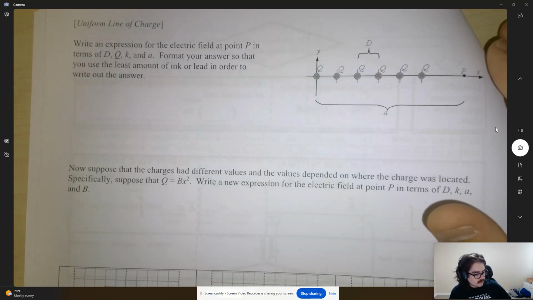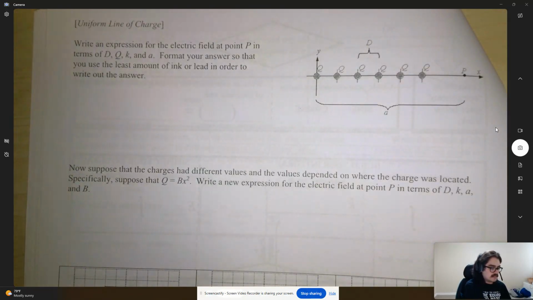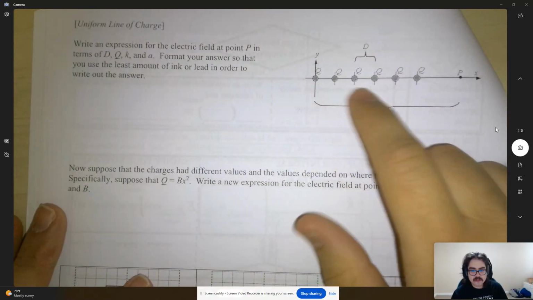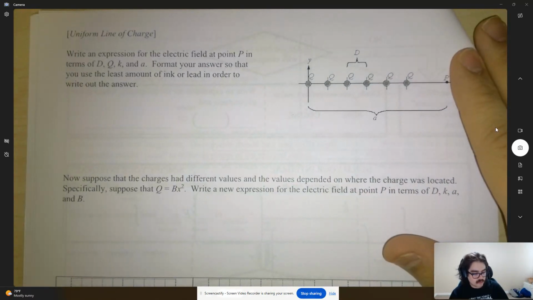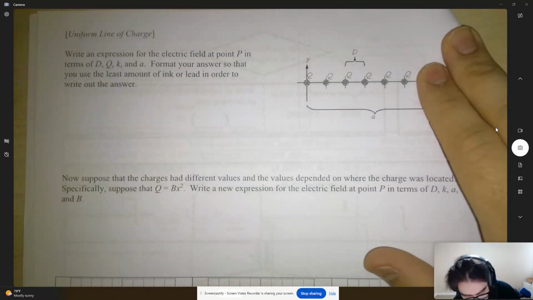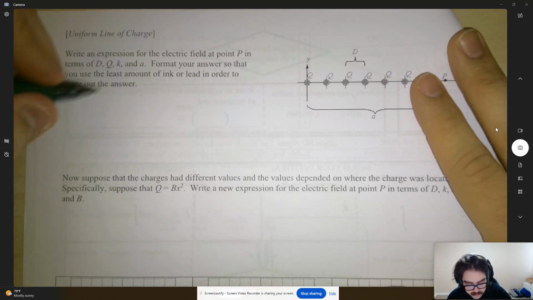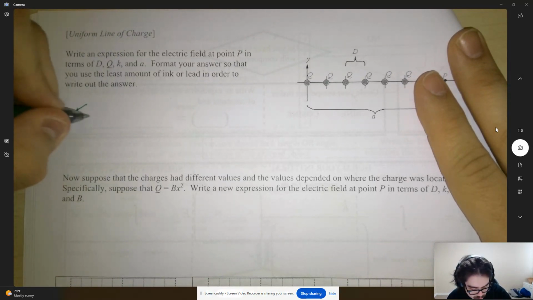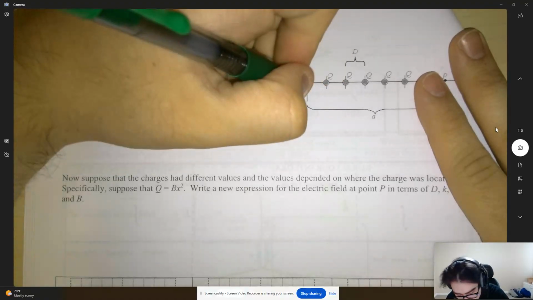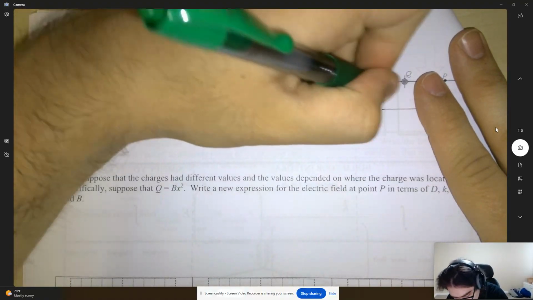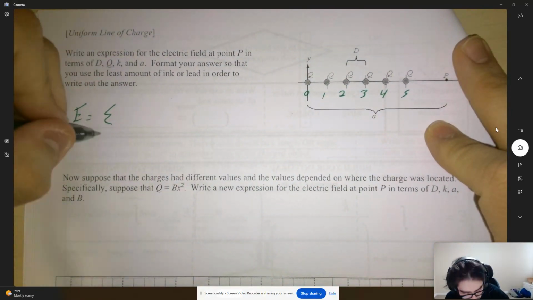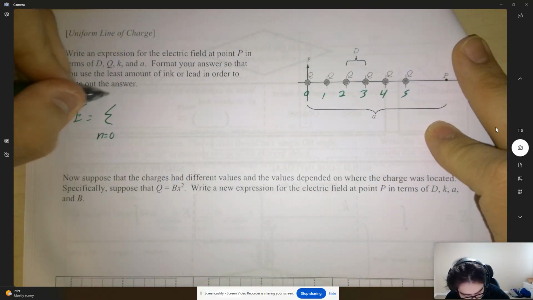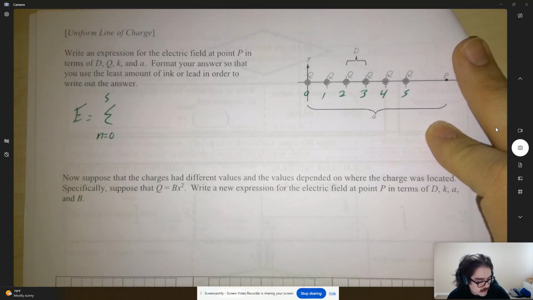And the way that the uniform line of charges works is that each charge is a different distance from P. So in this case, you are actually going to have to integrate using that. The expression I'm going to use for this is the summation notation. I'm going to label each charge 0, 1, 2, 3, 4, 5, and I'm going to sweep from n equals 0 to 5.